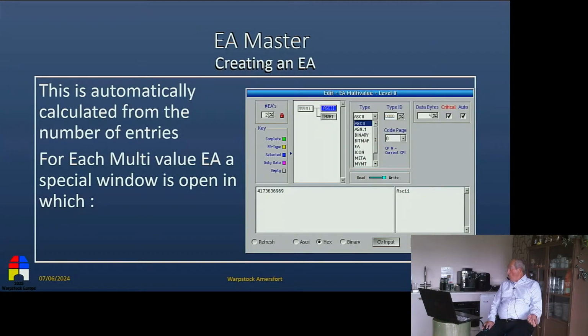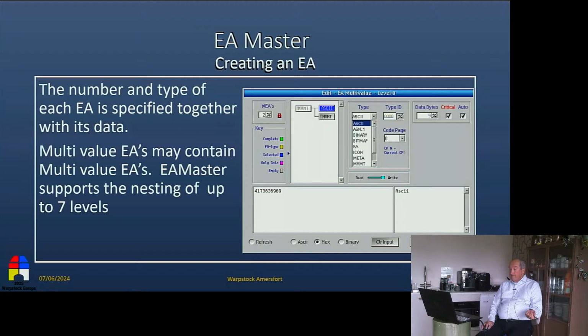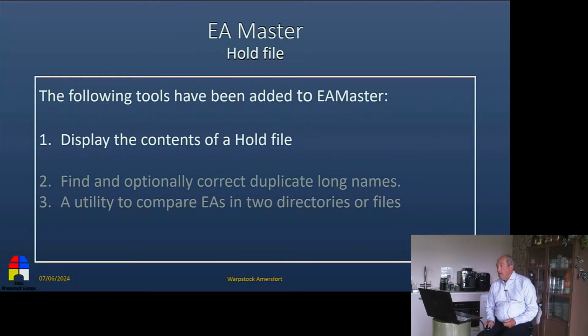That will open a new window. The number of types of each EA you also have to specify, and this program will accept up to 7 levels of multiple EAs. I have not found anything more than 2 levels deep, but there are always exceptions you will find if you don't allow it. That was basically EA Master up till the beginning of this year.